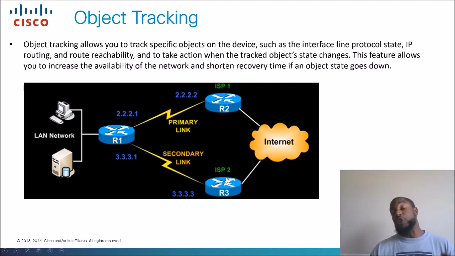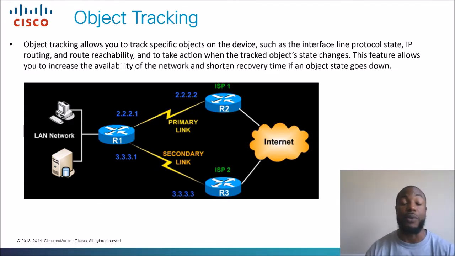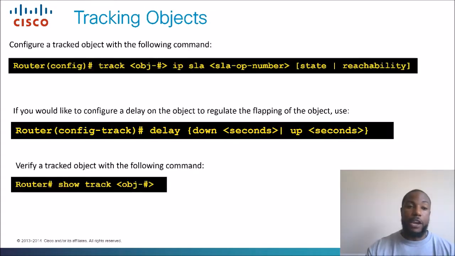Again, you could set up HSRP or VRRP, any kind of redundancy protocol, to do this, but object tracking covers interface line protocol states, IP routing, and route reachability. So it is similar to redundancy protocols. Here is a way to configure it.